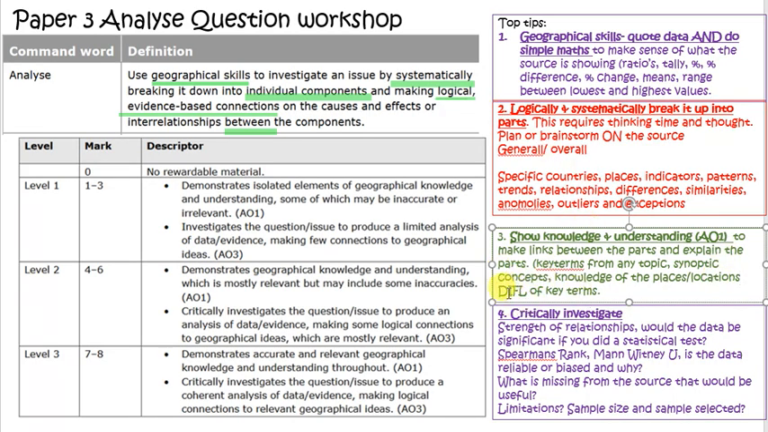And at the start of answers, then you can define your key terms in the first line. So a bit of diffle to kick off with to get an easy AO1 starter.